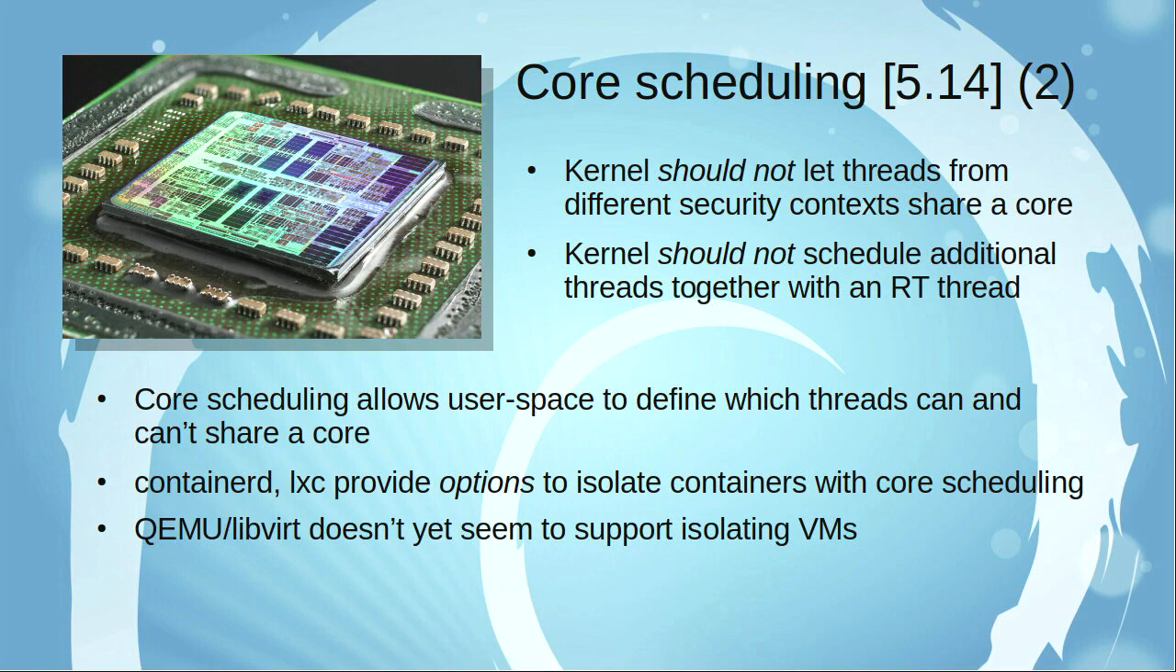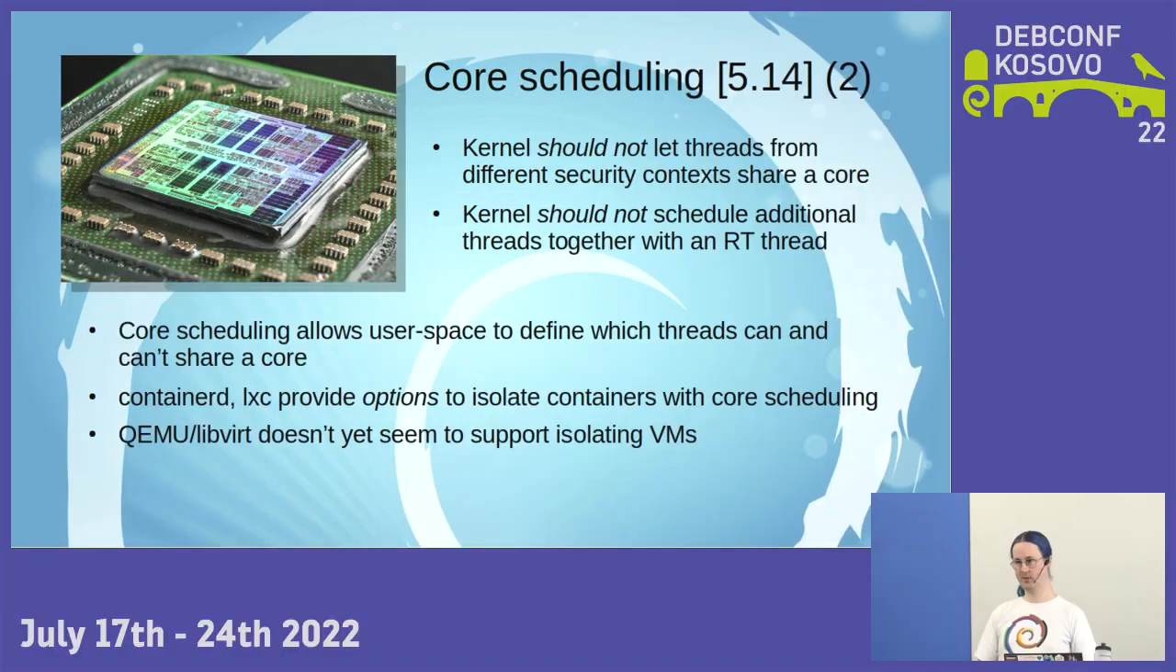So the kernel really shouldn't let threads that run in different security contexts share a core, and it shouldn't make a real-time thread share a core with any other thread. Currently, it does by default. But core scheduling allows user space to define which threads should or shouldn't share a core with each other. Containerd and LXC container managers now both provide the option to isolate containers in this way. It doesn't seem to be on by default, but it is there as an option. You would probably want to enable this for isolating virtual machines as well. So far as I could see, QEMU and libvirt aren't doing this yet.